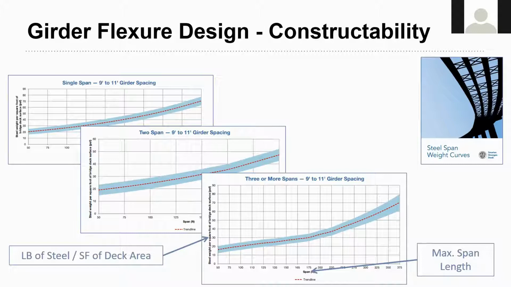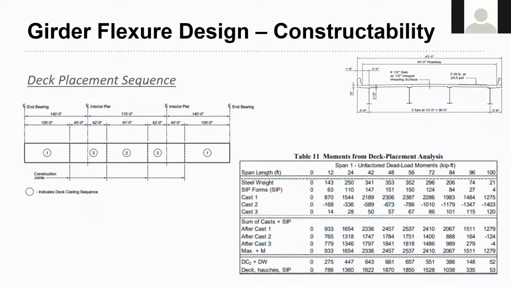So I can come in here with my maximum span length and see, based on my girder spacing or based on how many spans I have, what kind of pounds of steel, pounds of girder weight should I have per square foot of deck area to get a ballpark idea if the girder I'm designing is in the right ballpark of most other bridges of that same type. So again, the guide links me to the resources I need to use as a designer.